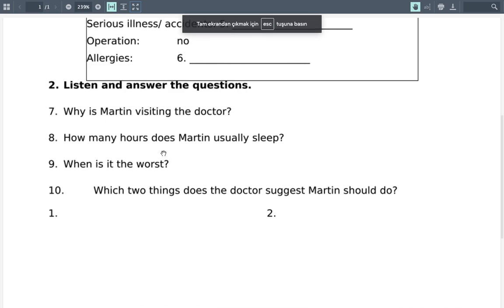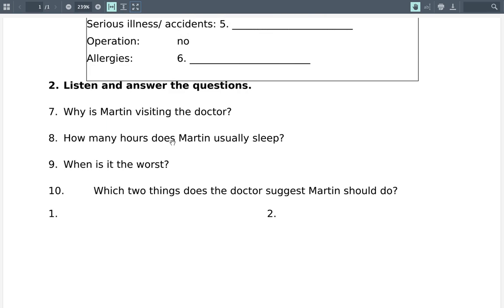Let's do it together. Why is Martin visiting the doctor? The reason why. How many hours does Martin usually sleep? Pretty straightforward. You need to write the number of hours. When is it the worst? When is the illness the worst? And then number 10, which 2 things does the doctor suggest? So the doctor has 2 suggestions. So what are they? 1 and 2.